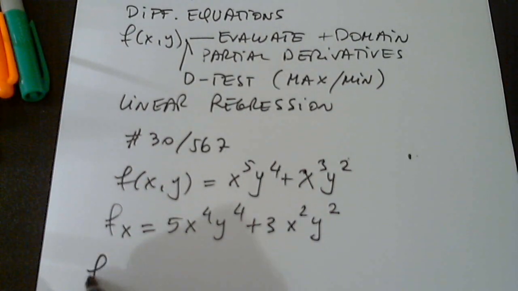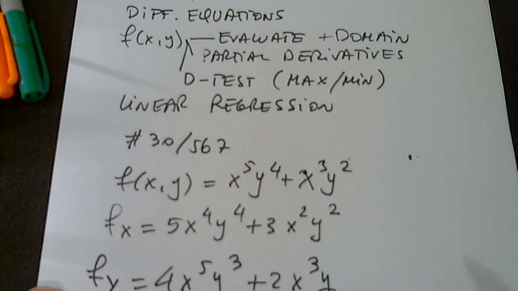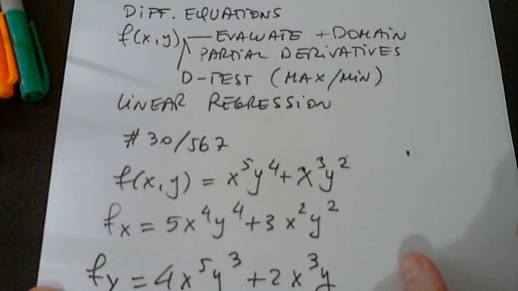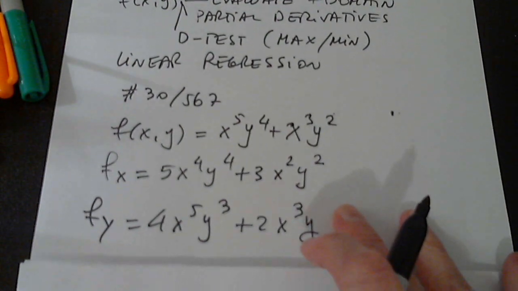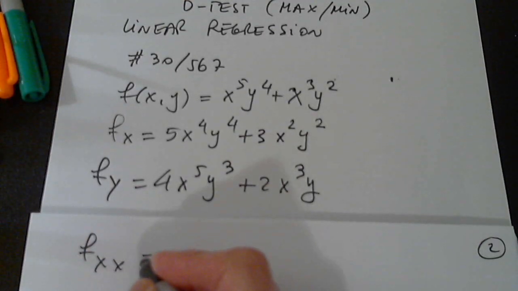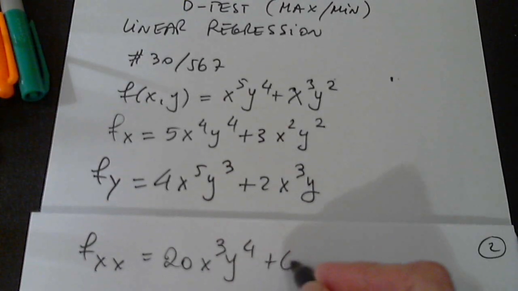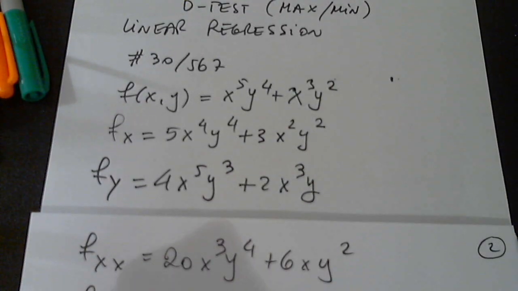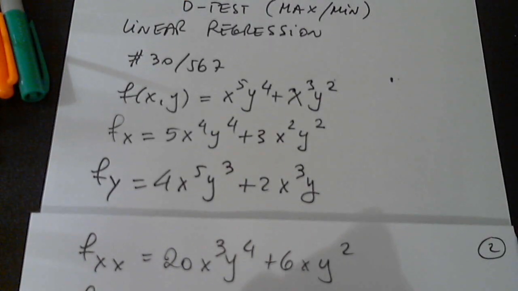Yes. Okay, and fy will be 4x to the 5th y to the 3rd plus 2x to the 3rd y. Now we want to find fxx. Fxx is 20x to the 3rd y to the 4th plus 6x y squared. Fyy is 12x to the 5th y squared plus 2x to the 3rd.